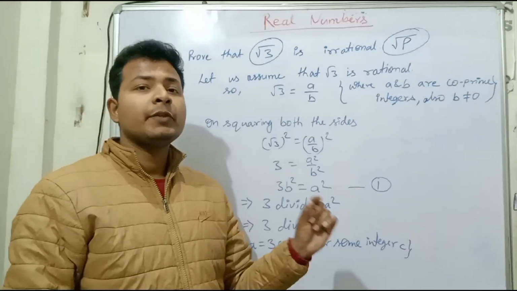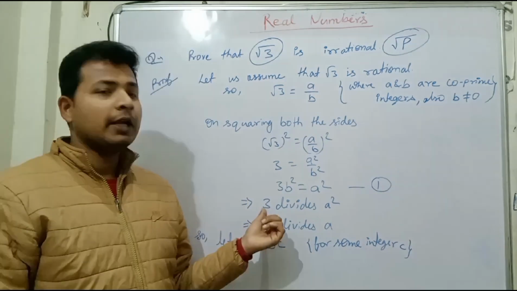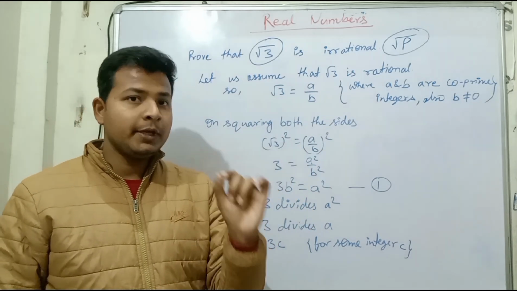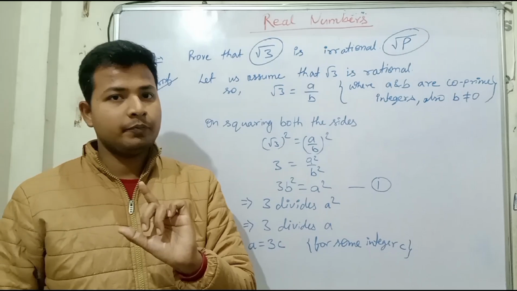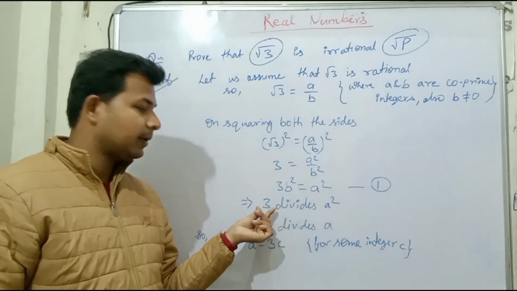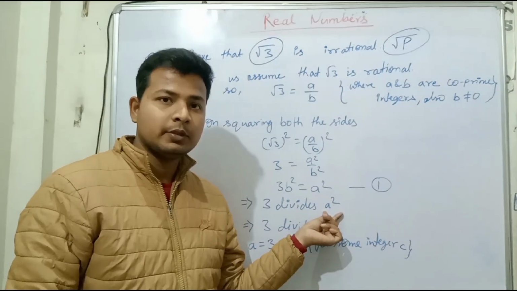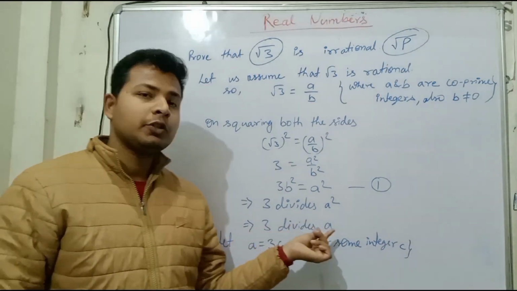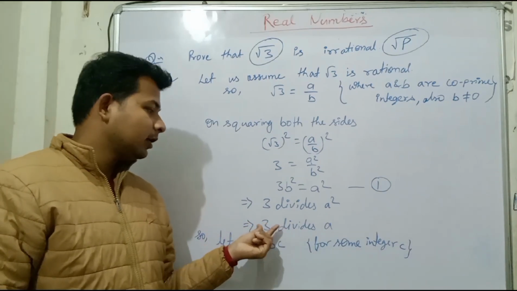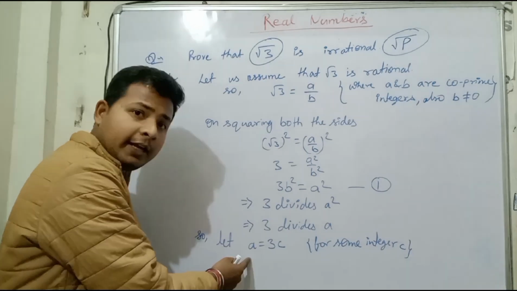Just a few minutes ago, I gave you one theorem which said that if p is a prime number and p is dividing a square, then p will surely divide a, where a is a positive integer. Here 3 is a prime number, is it? A prime number is dividing a square of a positive number, so that prime number will surely divide that a. Is it clear?